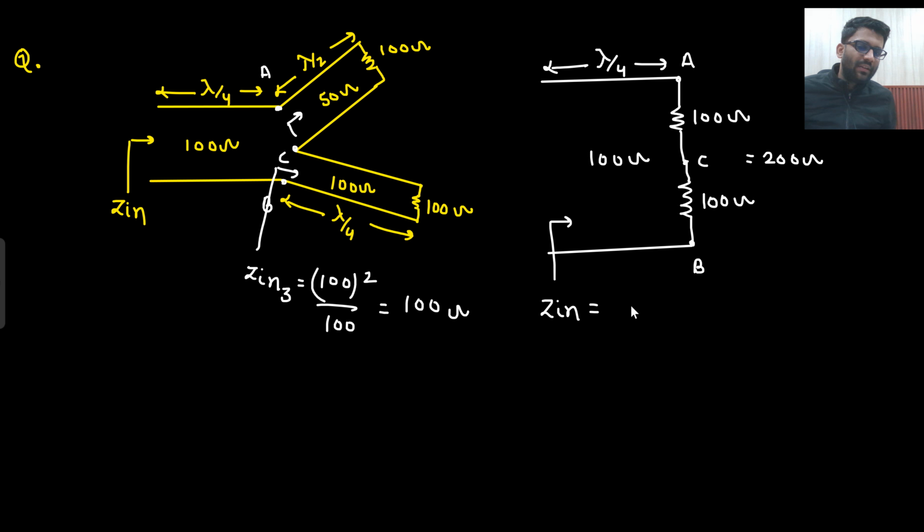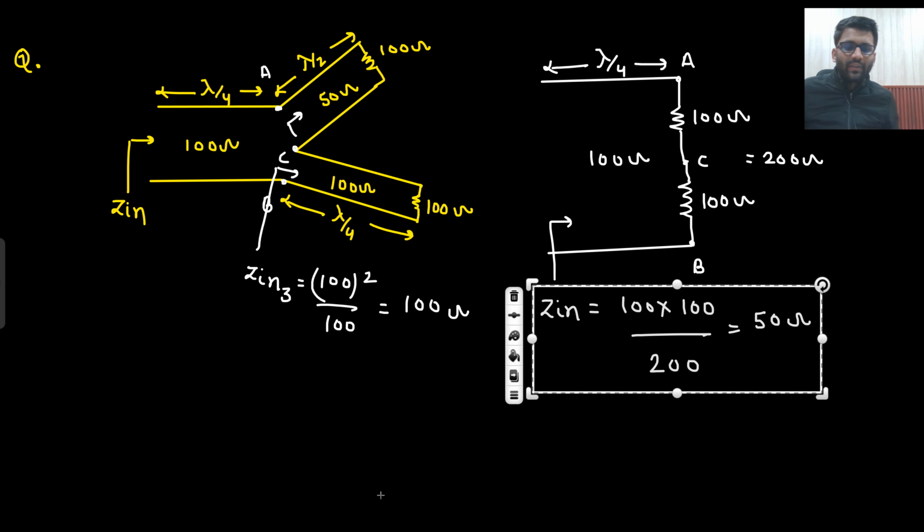So what will be your Zin? That would be Z naught square by ZL, because length is lambda by 4. Z naught square, 100 into 100, divided by ZL, that will be 200 ohm, right? So what you are getting? 50 ohm. Not tough at all. Very easy question. Very smartly, very easily you can do these kinds of problems.